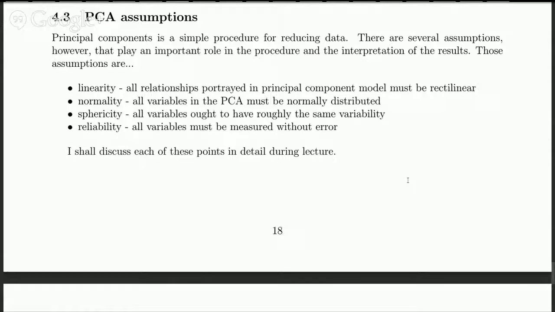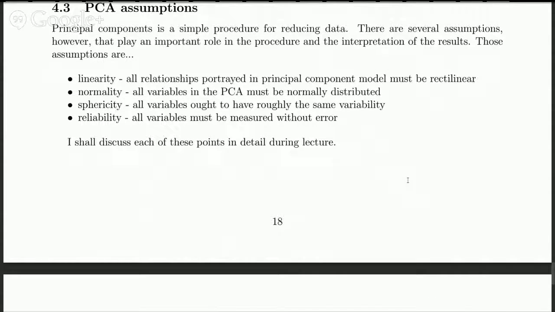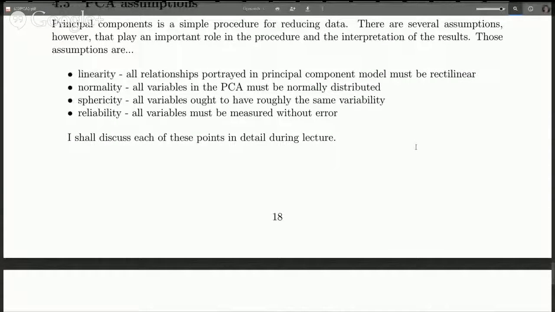Next is sphericity. The great part about PCA is because it standardizes, all the variables have roughly the same variability. They have it by definition.